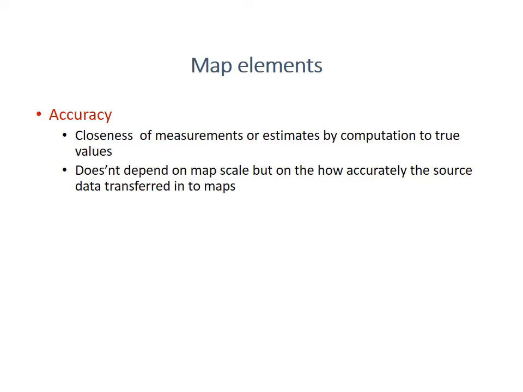And the next element is the accuracy of the map. Accuracy is basically defined as the closeness of measurement or estimates by computation to the true values. Accuracy is generally represented by the standard deviation of errors, which is the difference between the measured and the true values. This accuracy generally does not depend on the map's scale. Instead, it depends on the accuracy of the original data that is used to compile the map, how accurately this source data has been transferred into the digital map, and the resolution at which the map is printed or displayed.